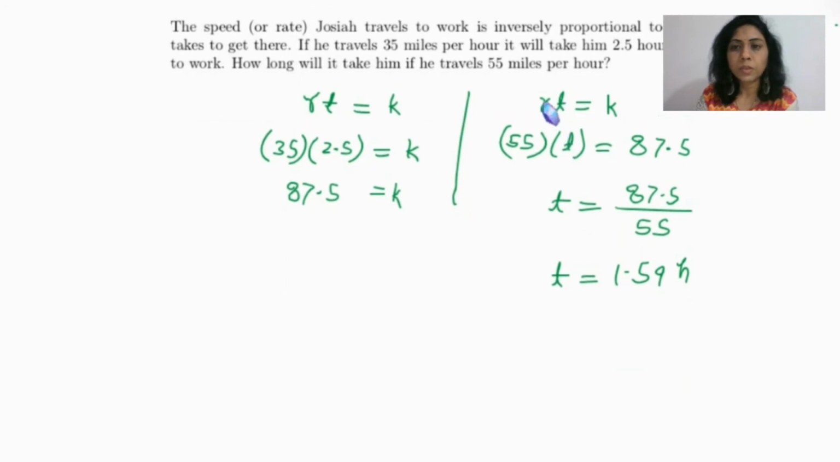Because when speed was 35 miles per hour, it took 2.5 hours, and now at 55 miles per hour, it means speed increased, so time is reduced, right? Here it was 2.5 hours, now less than 2 hours, correct?